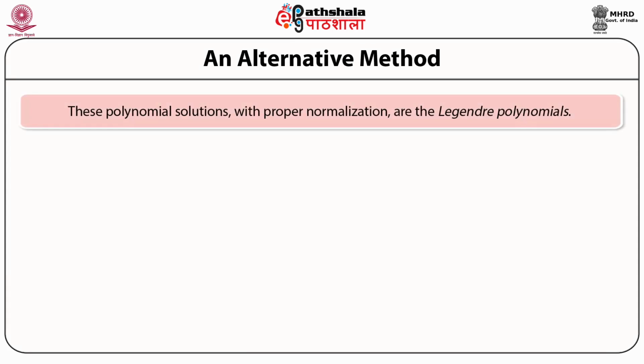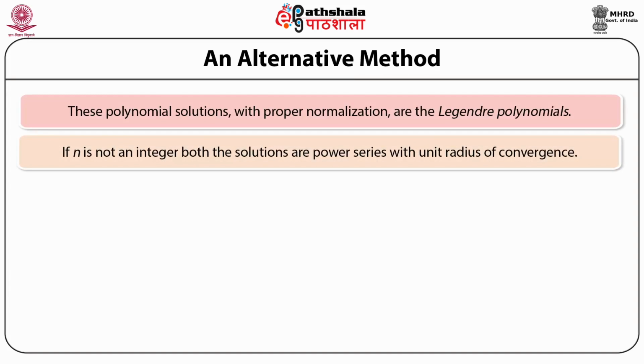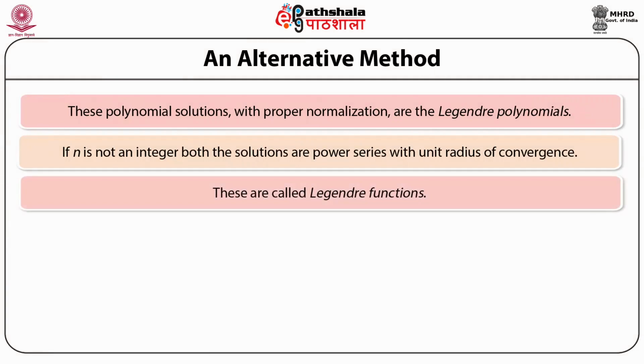These polynomial solutions with proper normalization are the Legendre polynomials. If n is not an integer, both the solutions are power series with unit radius of convergence. These are called Legendre functions. Now we discuss an alternative method.